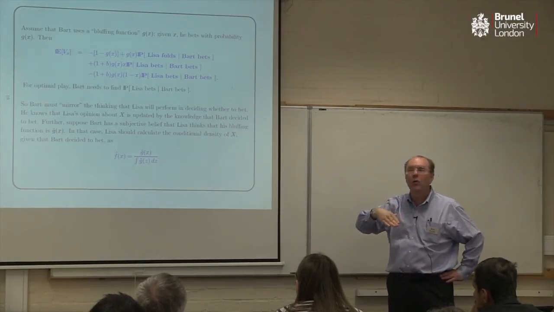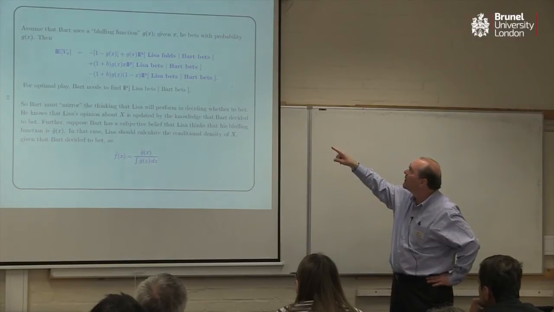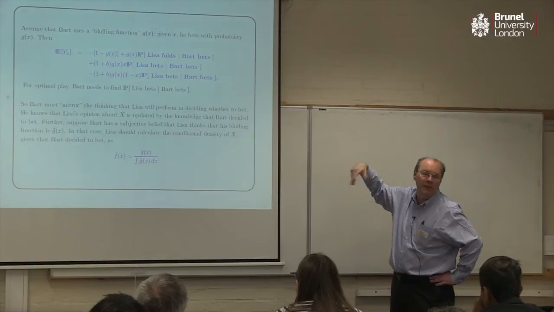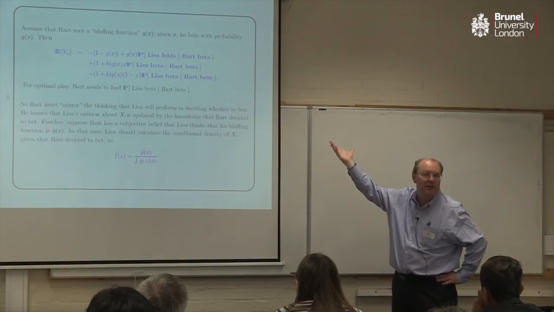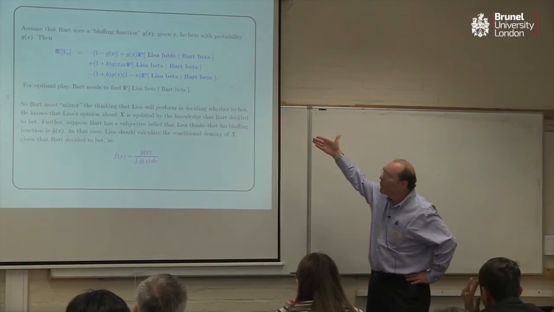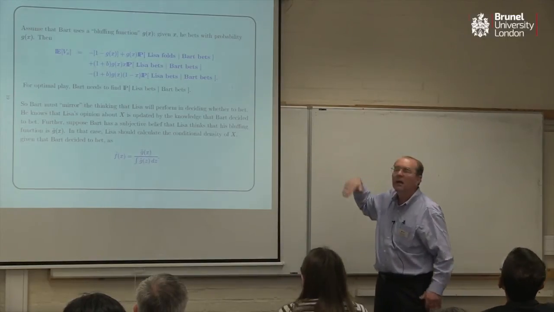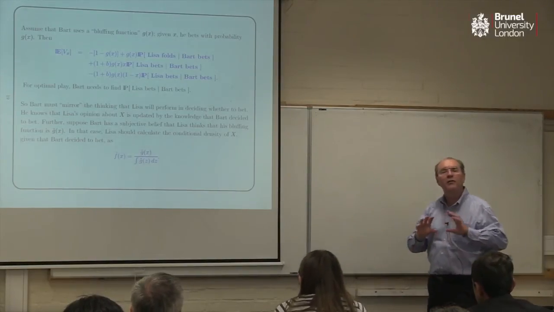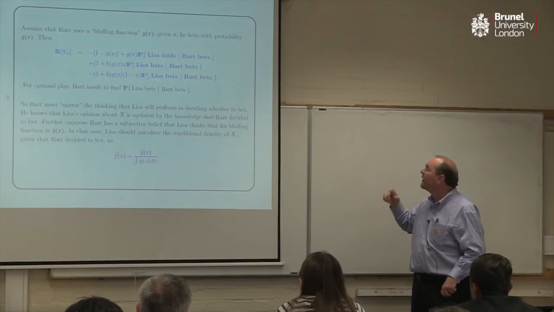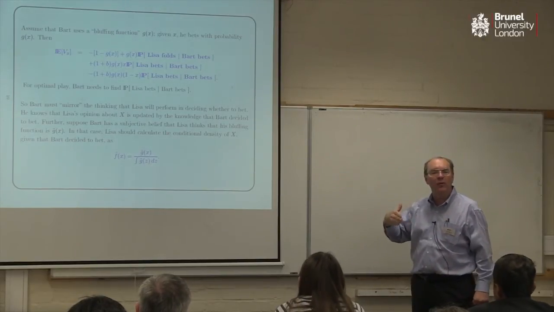And clearly the critical question is, what is the probability that Lisa bets given that Bart bets? Or the probability, 1 minus that, is the probability that she folds given that Bart bets. So we need to know how Lisa is going to process Bart's information. Well, Bart is going to have to mirror the thinking that Lisa will perform in deciding whether or not to bet.